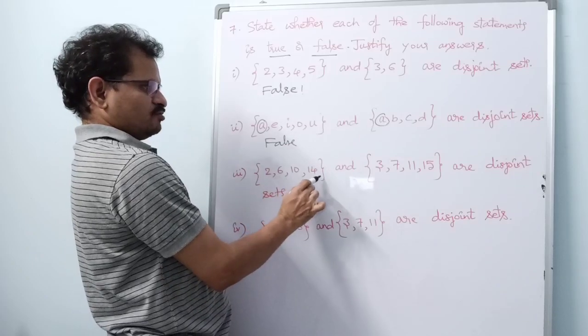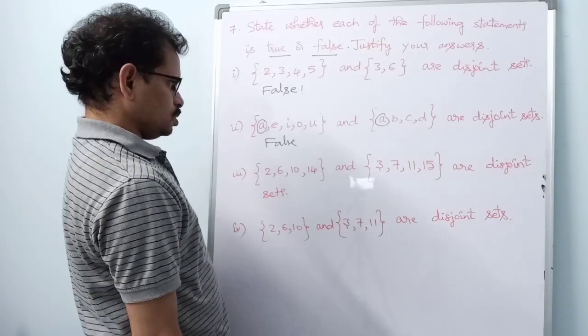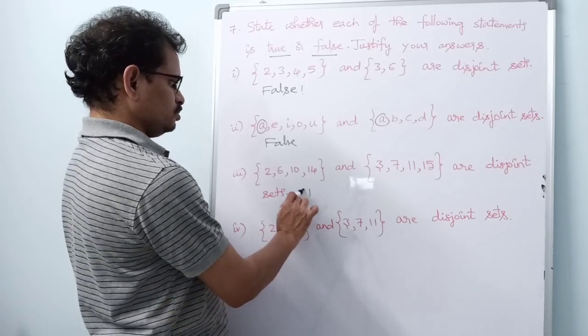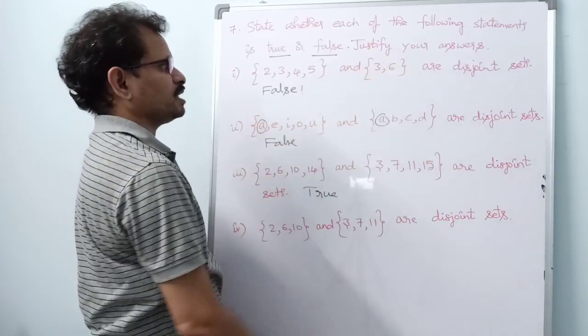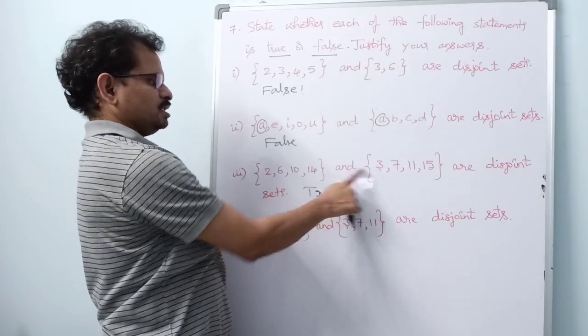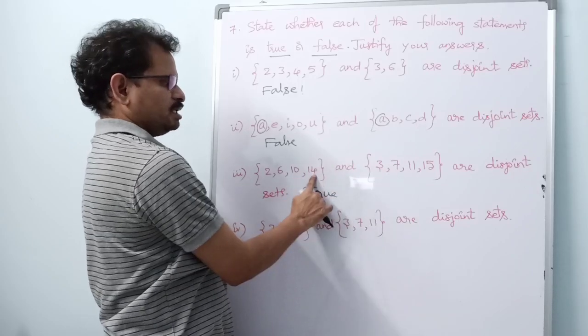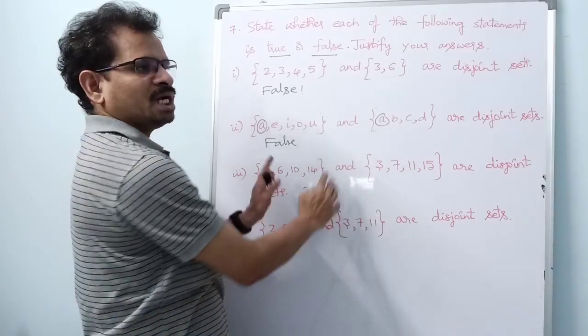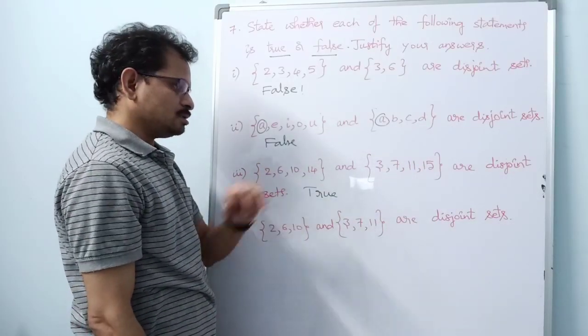2, 6, 10, 14 and 3, 7, 11, 15 are disjoint sets he is telling. Is this true or not? So no element is common, no? True. So what is the reason he asked? He is telling you to justify your answers. 2 is here, it is not there. 6 is there here, 6 is not there here. Here 10 is there, here 10 is not there. Here 14 is there, here 14 is not there. Completely these elements are different, those elements are different. So these are disjoint sets. So this is true only.